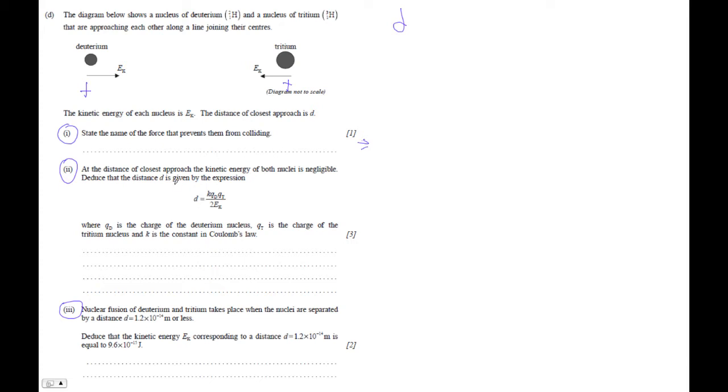At the distance of closest approach, the kinetic energy of both nuclei is negligible. Show the distance is given by this, right? So each one of these has a kinetic energy of EK, we call it that, right? Okay, so the total energy available is twice that, equals the total kinetic energy, right? And then what else do we have? We have three things we have to say.